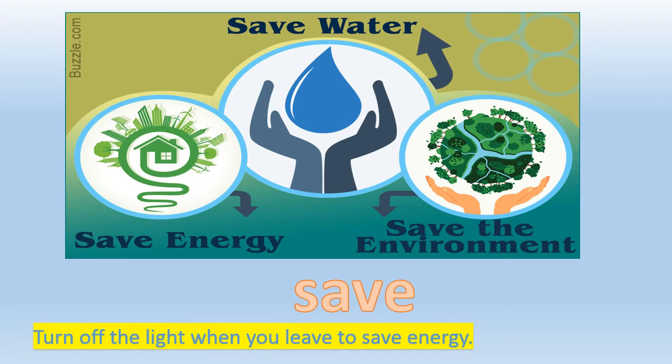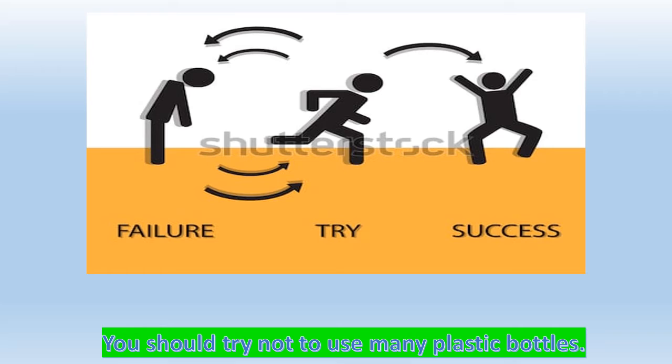Save. We can save energy, save water, save the environment. For example, turn off the light when you leave to save energy. The next word is try. You should try not to use many plastic bottles.